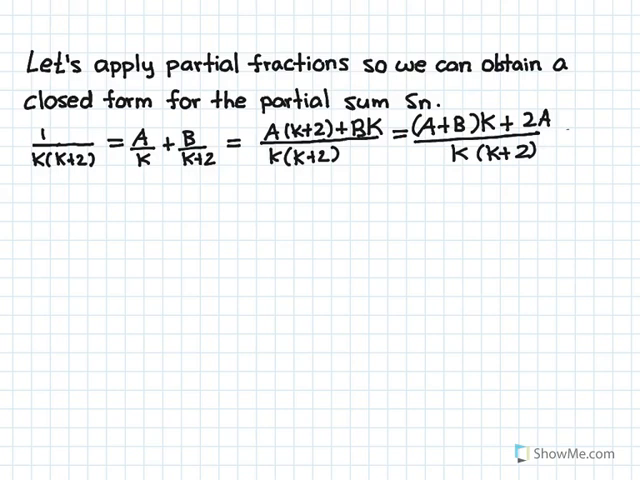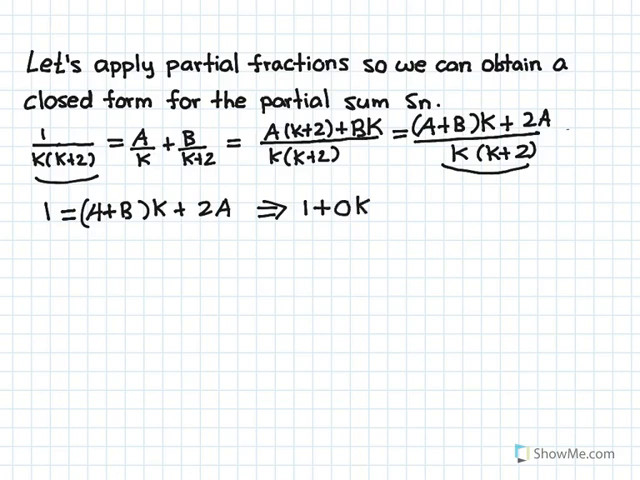Now let's multiply both sides by k times k plus 2 to clear out the fractions. We want to get rid of these denominators. On the left-hand side, we just get 1. On the right-hand side, we get a plus b times k plus 2a. Let's rewrite this so we can equate coefficients and solve for the unknowns a and b. On the left-hand side, we can rewrite this as 1 plus 0k. On the right-hand side, we can write it as 2a plus a plus b times k.